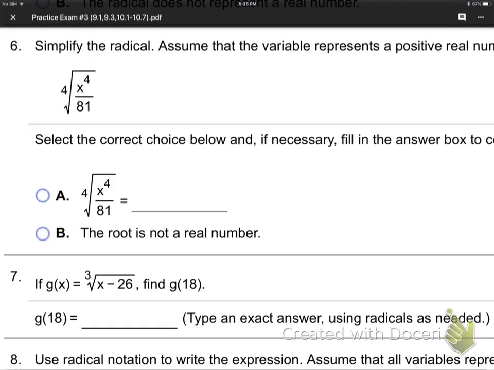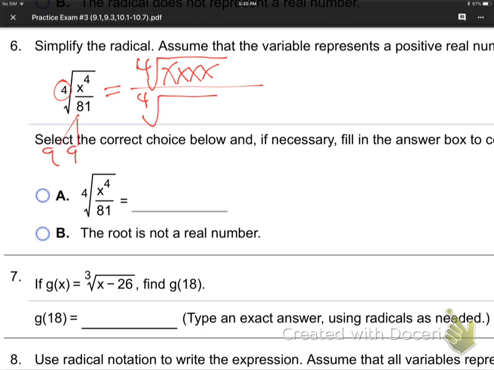Okay, number 6. 4 in the hook. So that means he's a 4-for-1 deal. So we have the 4. I'm going to take it to the top and the bottom. 4th root of 4 x's. And on the bottom, 4th root of... now what's 81? 9 times 9. And each of those is 3 times 3. 3 times 3. So we get 4 3's.